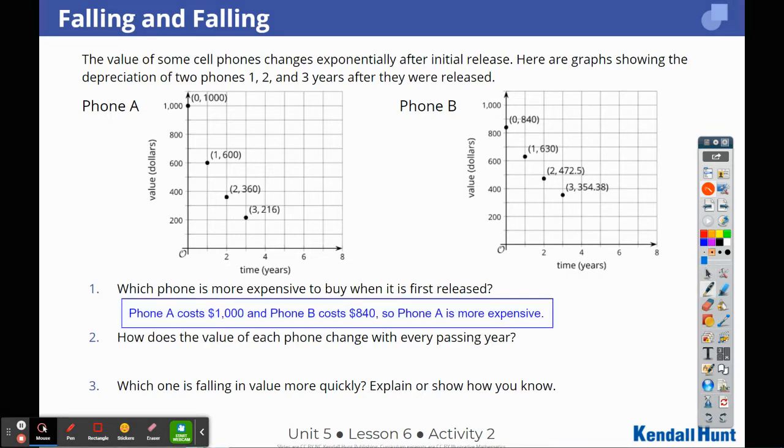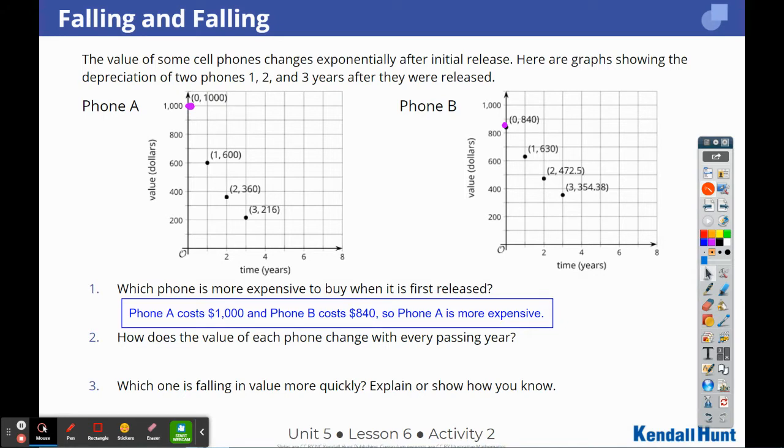So for phone A, we would look at the initial value. Where it's crossing the y-axis is going to be our initial value, and phone A is going to cost $1,000. For phone B, where it's crossing the y-intercept is at 840. So those are the initial values for both phones.